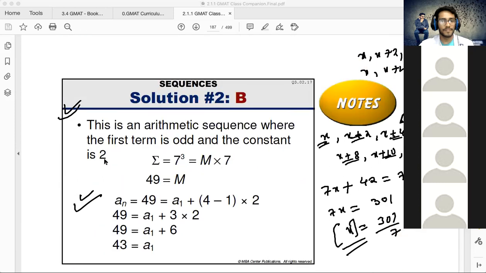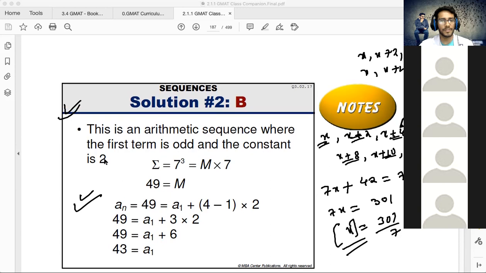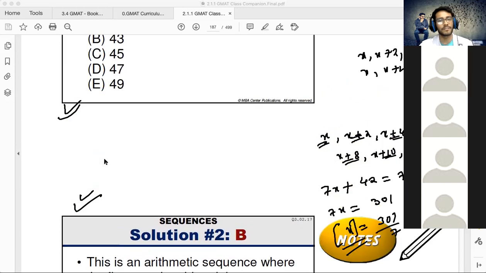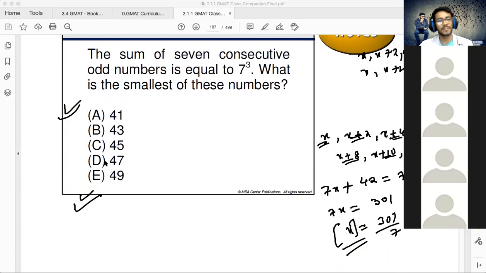What is this? This is an arithmetic sequence where the first term is odd and the common difference is 2. That way also you could have done. Yes.